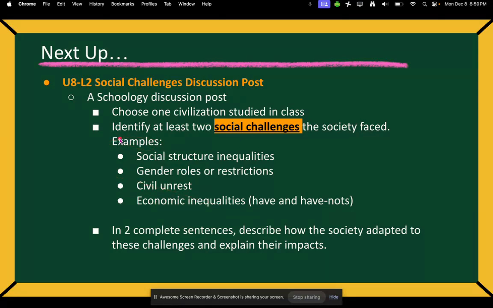Civil unrest and economic inequalities. Again, these are just some examples. There are other examples of social challenges. These are just some big ones. So, in 2 complete sentences, you're going to describe how the society adapted to these challenges and explain their impacts. You're going to do that on the Schoology discussion post for U8-L2.